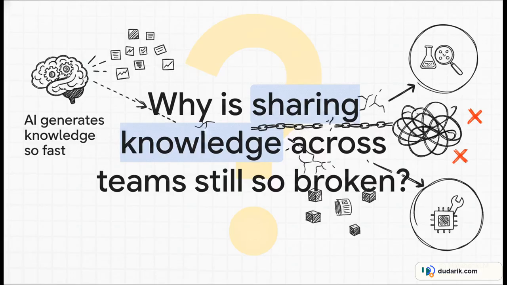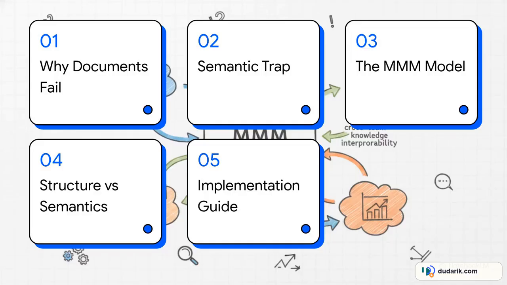Sure, AI can blast out a comprehensive report in seconds, but the second you try to actually integrate the structured findings from that report into a different system, say moving data from a research silo over to engineering, everything just grinds to a halt. The generation side of knowledge is lightning fast, but the transmission side, it's totally stuck in the past. So, here's our roadmap for the explainer today.